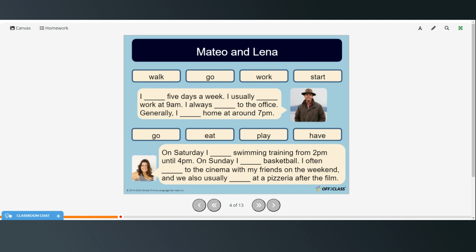All right, so go ahead and see if you can fill in the blanks using the words from the boxes to complete these sentences. You can pause the video while you do that and then restart when you're ready to see the answers.